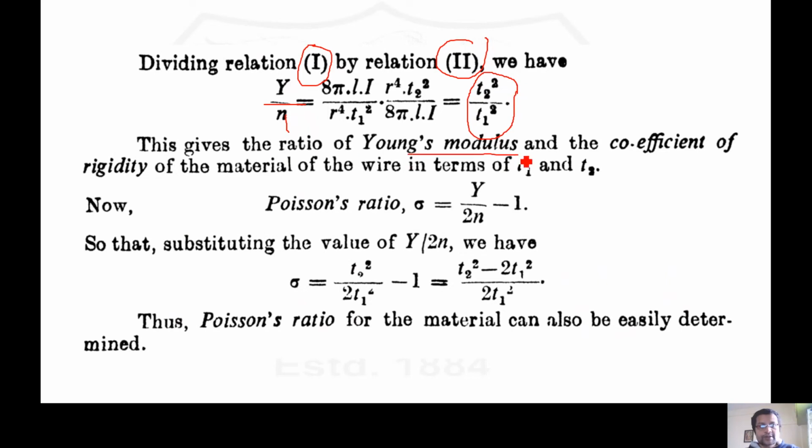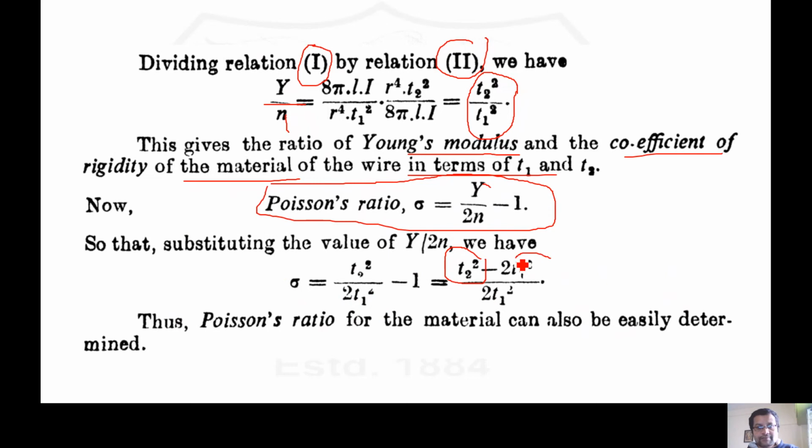So the ratio of the Young's modulus, that is, the coefficient of rigidity of the material of the wire, you can calculate in terms of T1, T2. And Poisson's ratio of the material you can write by knowing Y and eta. You can easily write sigma in terms of the time periods.